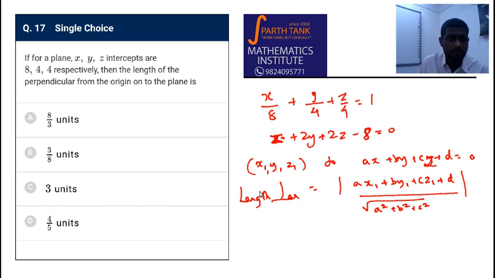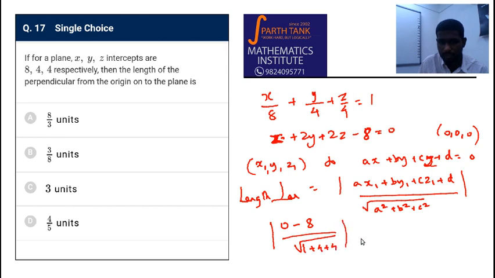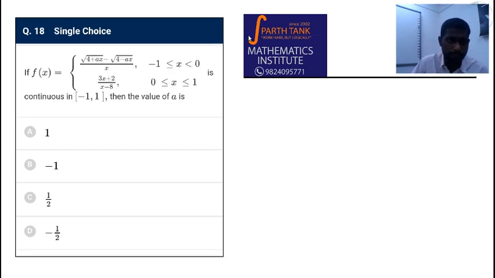Right? So let us substitute all that we have. The origin is 0, 0, 0. In our case, the point is 0, 0, 0. Substitute that point here, you get mod of 0 minus 8 by square root of 1 plus 4 plus 4, which is 9, and so this is 3. So 8/3 units. So option A, 8/3 units. A very direct problem.